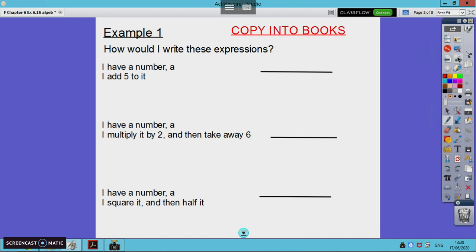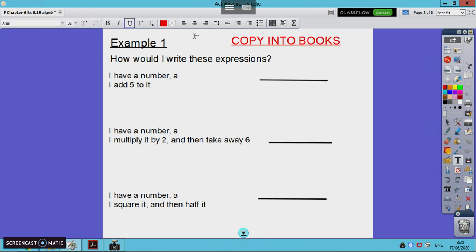So here's your first example. How would I write these expressions? I have a number and I add 5 to it. Well, we can say that the number is represented by n, and if you add 5 to it, it would look like n plus 5, wouldn't it?